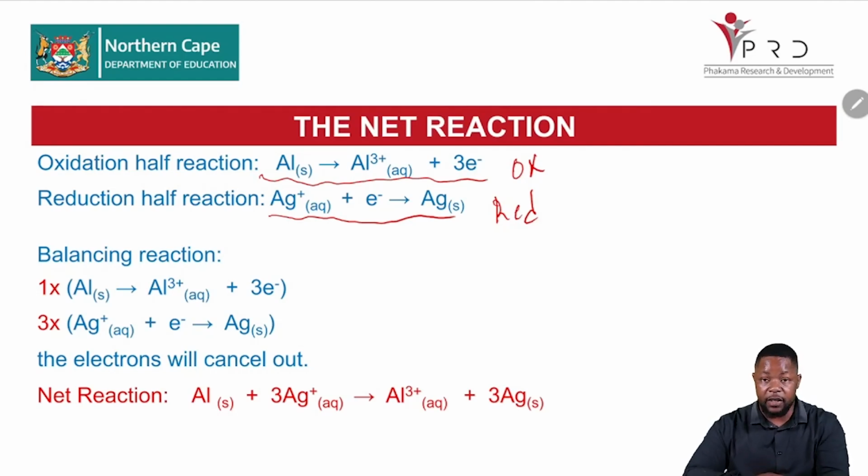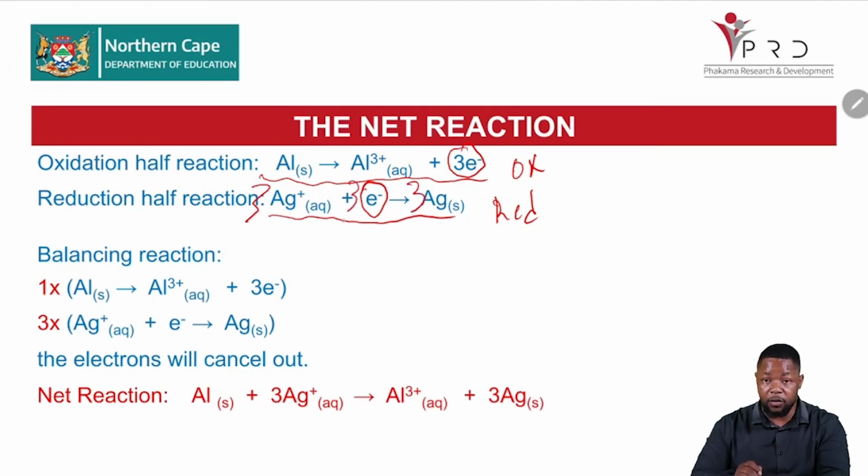Now, we want to get the net reaction. The oxidation half reaction has 3 electrons. The reduction half reaction has 1 electron. So 3 electrons are lost, but only 1 electron is gained. So the number of electrons needs to be balanced in the oxidation half reaction and the reduction half reaction. What can we do? We can simply multiply the reduction half reaction by 3.